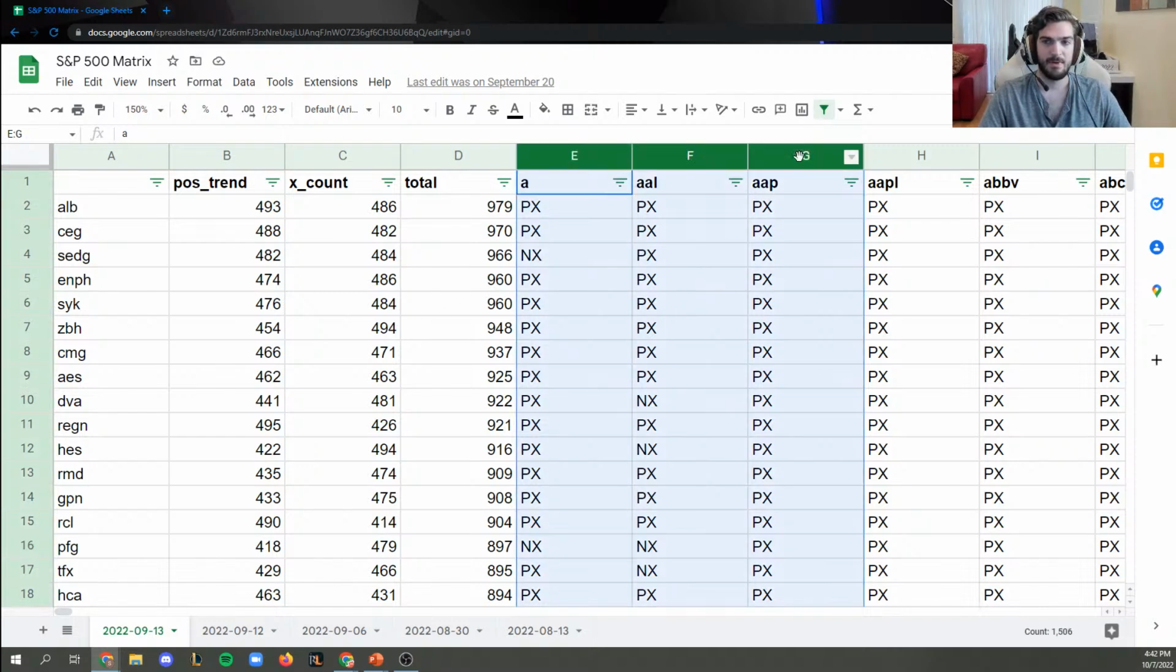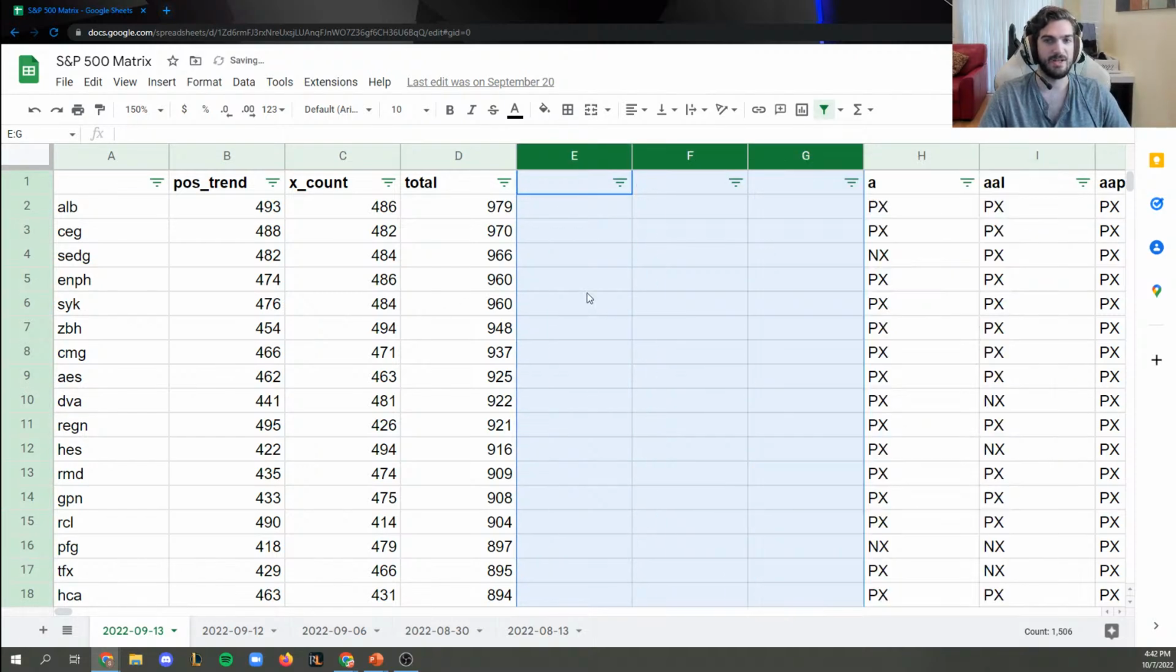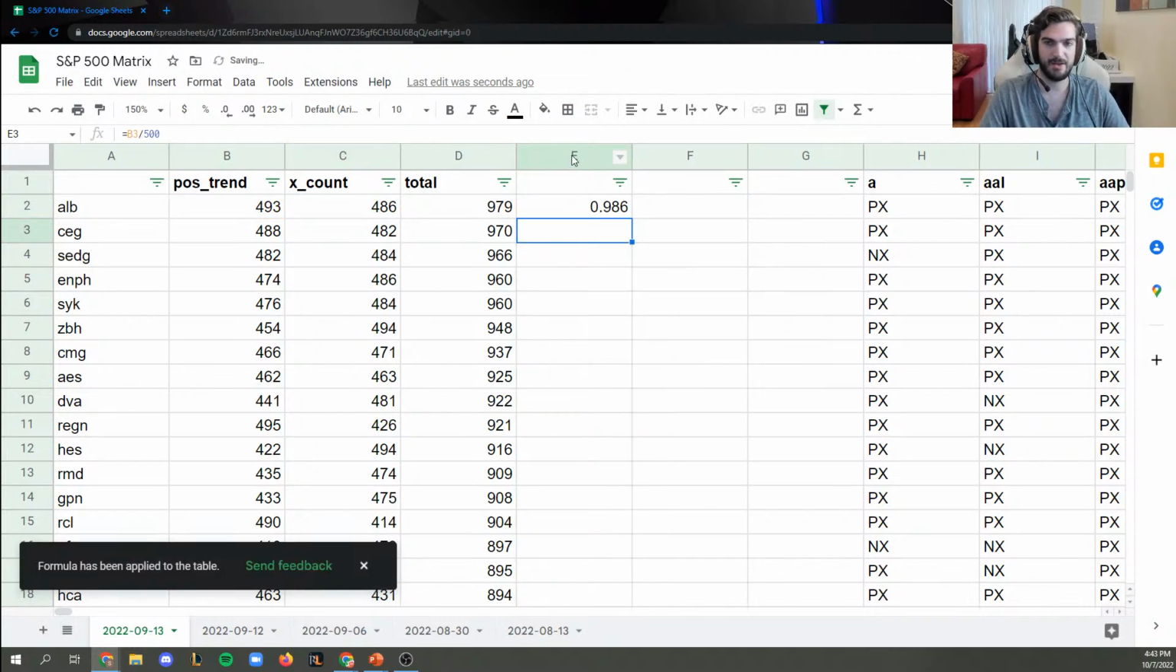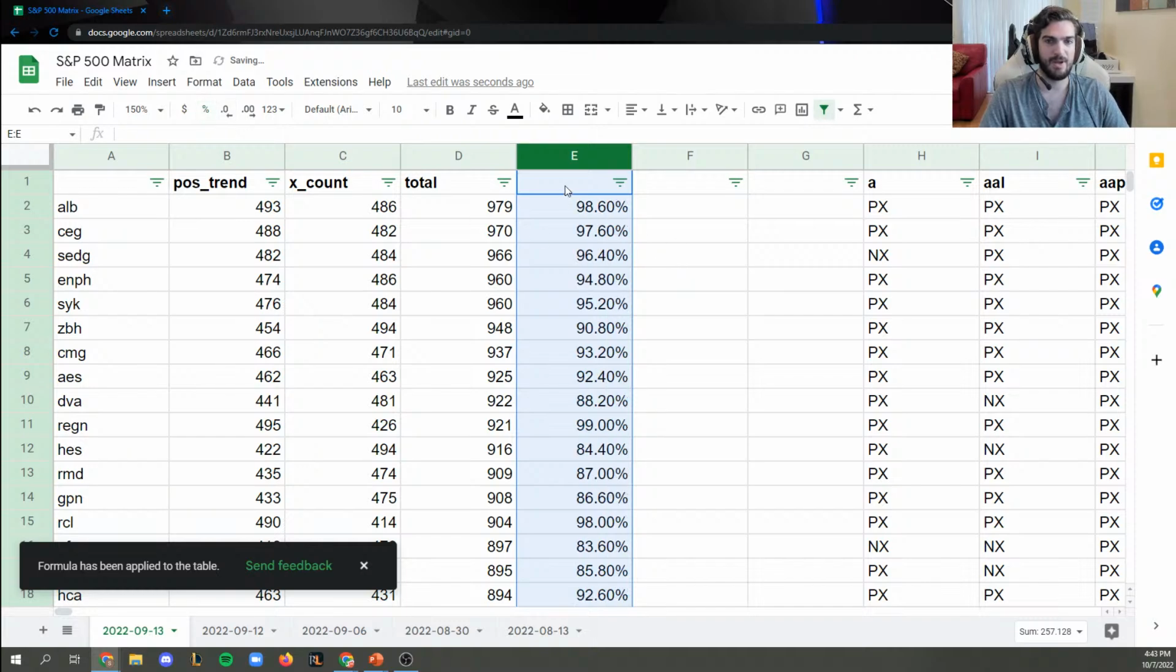All right. Maybe you're interested in having this be, instead of having positive X count in total, you would want to have it be the percent out of 500. So we could make it, okay, what if we had it like this? So now we have percent positive, percent X, and percent total.